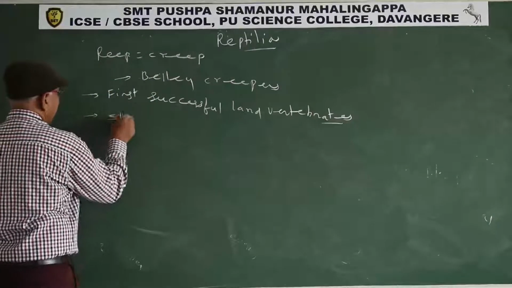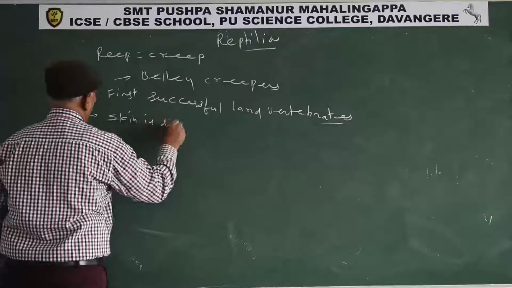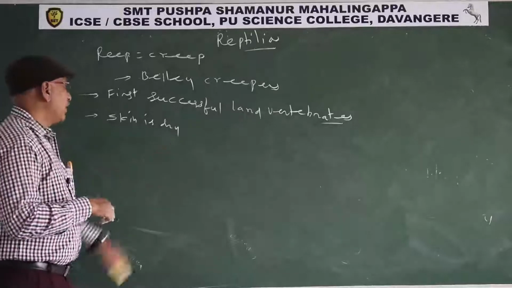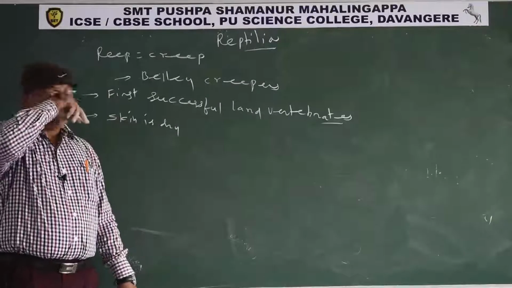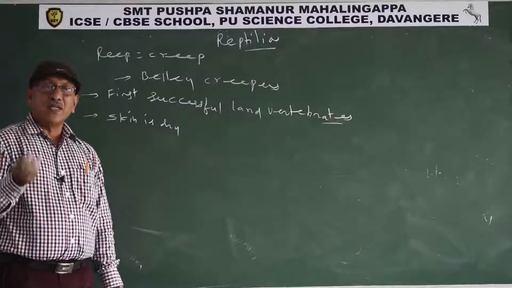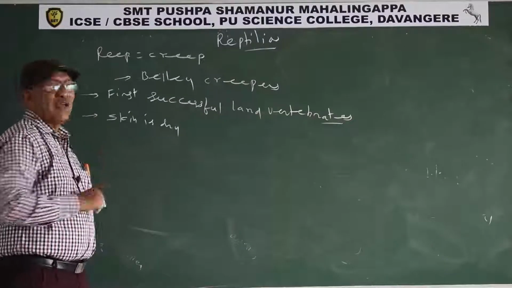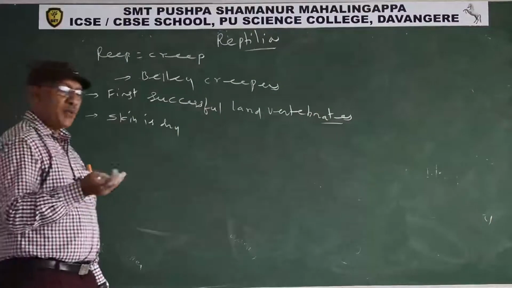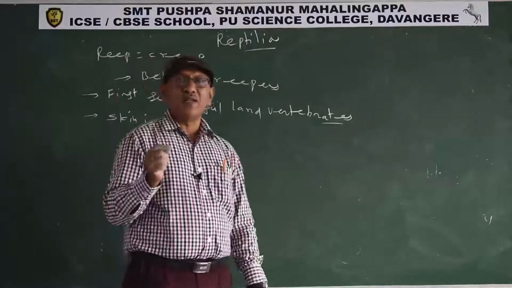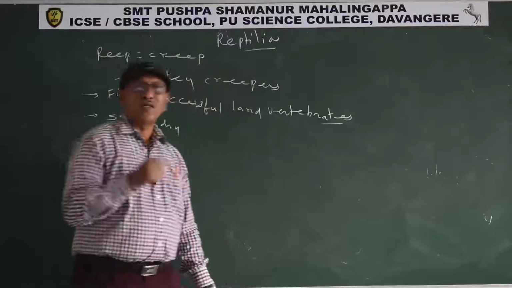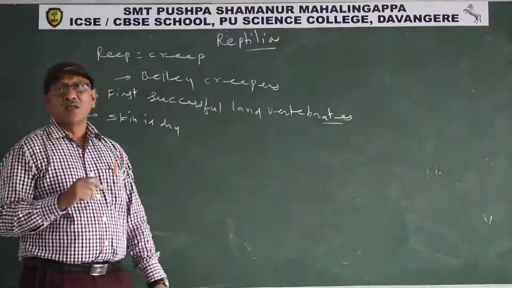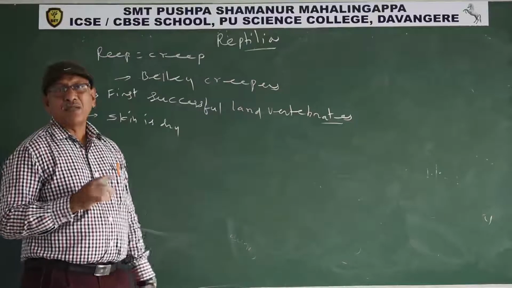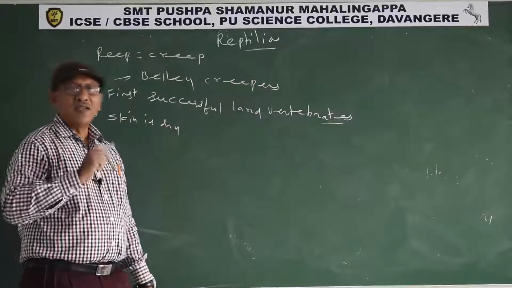Skin is dry. Cornified. Cornified means a thick horny layer is present. Why is skin dry? Due to absence of skin glands. Mucus glands are present in Pisces. Mucus glands are also present in amphibia. Skin glands are absent in reptilia. In birds, preen gland or oil gland or uropygial gland. Only one gland is present at the base of the tail in flying birds. In flightless birds, skin glands are absent. So in all reptiles and flightless birds, skin glands are absent.